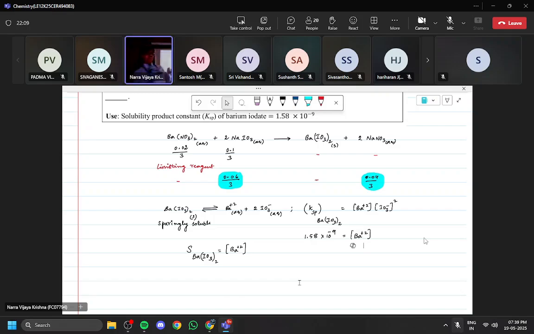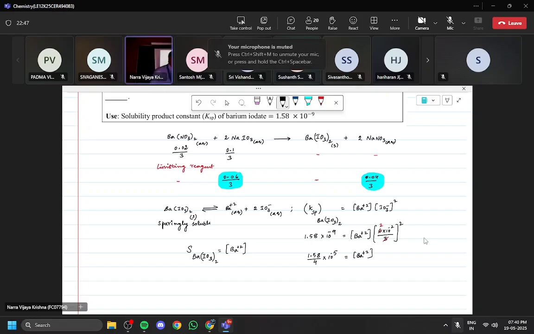Any questions? So squared means 6 into 10 power minus 2 divided by 3 squared. Any questions in it? If I bring that to this side, 4. 1.58 divided by 4 into 10 power minus 4, and 10 power minus 9, so what is left? Minus 5 is the concentration of Ba plus 2. Acceptable or not?